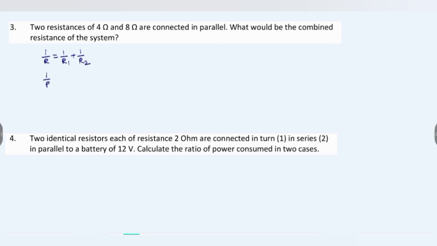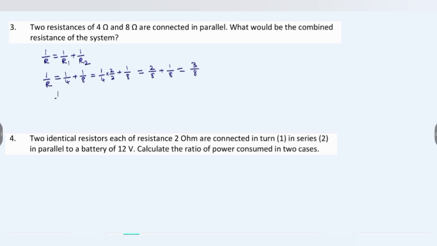That is, 1 by R is equal to 1 by 4 plus 1 by 8. Here they both are not like fractions. We need to make them like fractions, so we need to take the LCM. LCM of 4 and 8 is 8. So we write it as 1 by 4 into 2 by 2 plus 1 by 8. No need to multiply anything for the second term because it is already 8. So it is 2 by 8 plus 1 by 8, which is 3 by 8.